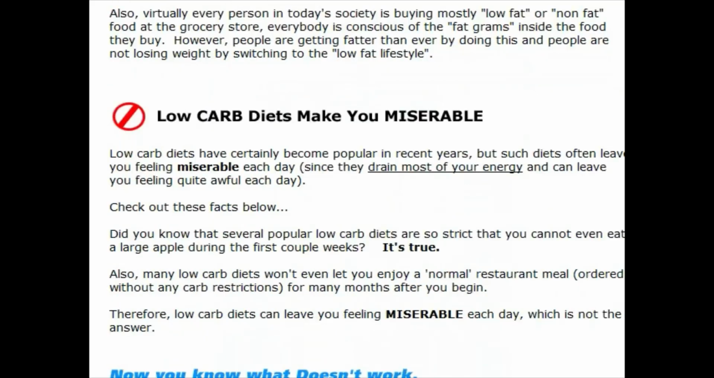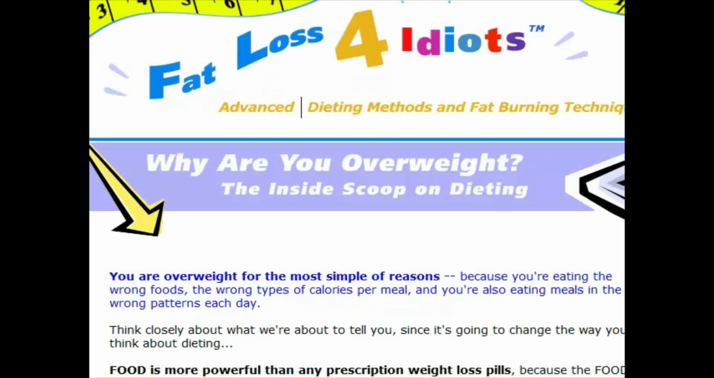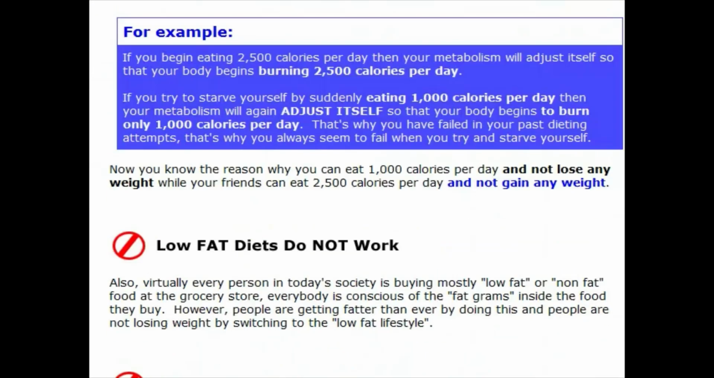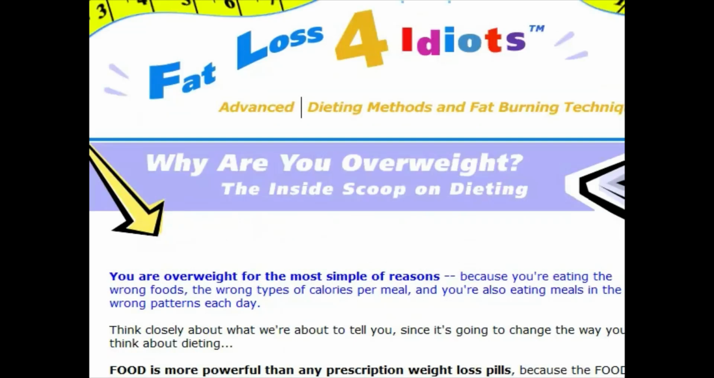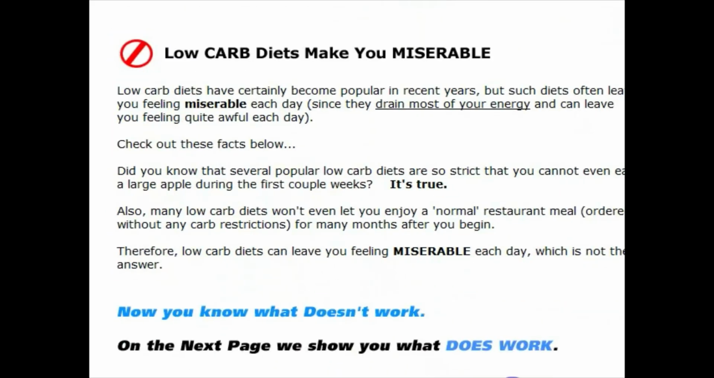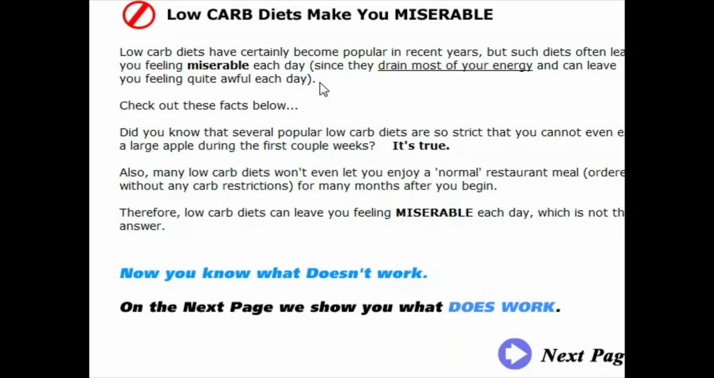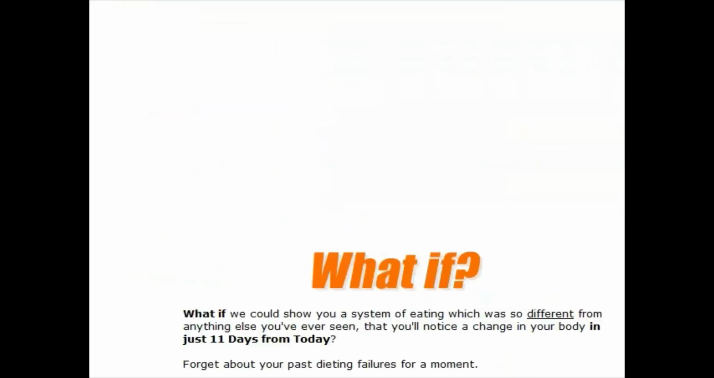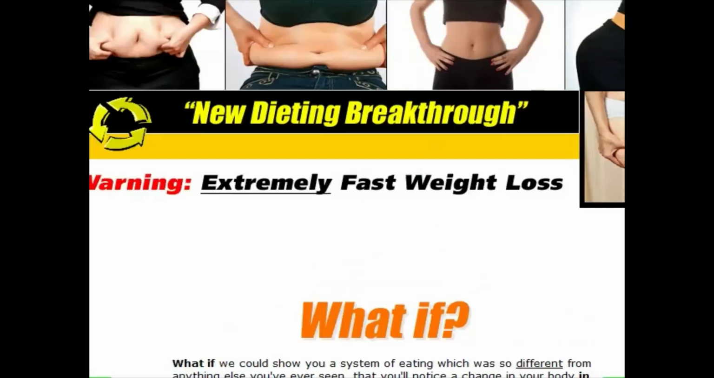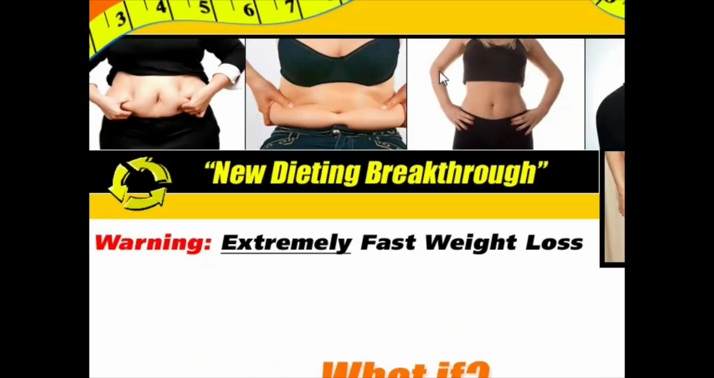That's always good. And the one thing I like about this site, and a lot of people think it's ugly, but the one thing I like is how it just slowly takes you through. It's like a book. So you read through this, you find out why you're fat and why all these diets don't work. But then they say, hey, on the next page, we're going to show you what does work. And so they're like, okay, click on the next page. And the first thing they see is kind of pictures of people going from fat to skinny.